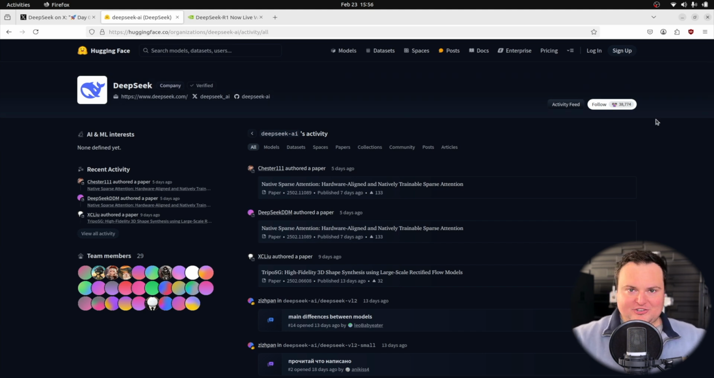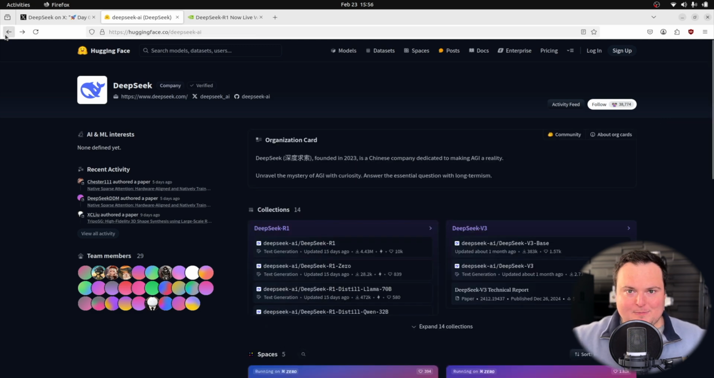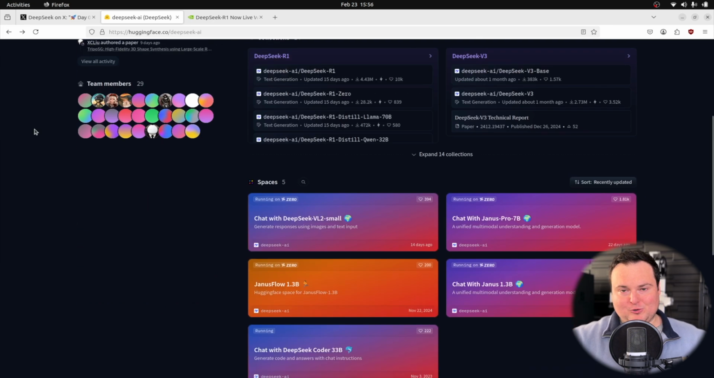Now, in terms of other context clues based on paper contributions and authors by the DeepSeek team, I don't really see too much that could give us a guess on what may be coming. However, one of the most commonly requested slash guessed things is just a new DeepSeek model, which would be really cool.